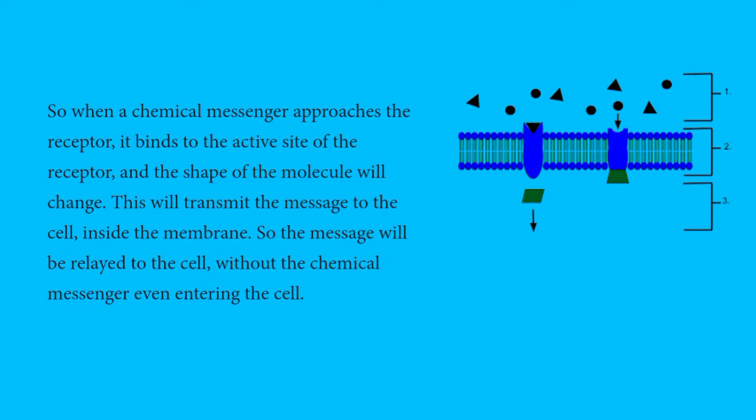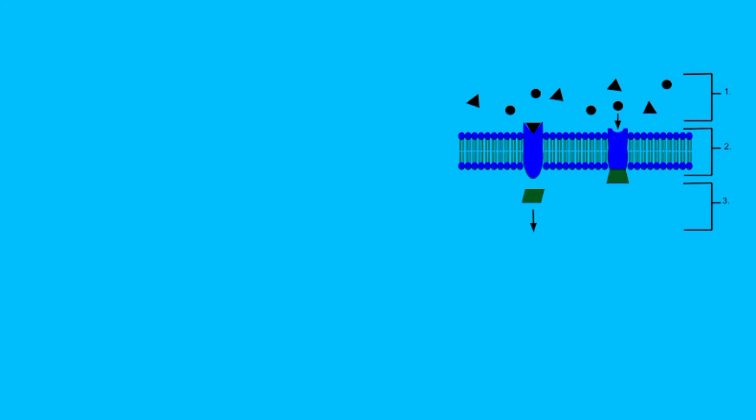So, when a chemical messenger approaches the receptor, it binds to the active site of the receptor and the shape of the molecule will change. This will transmit the message to the cell inside the membrane. So, the message will be relayed to the cell without the chemical messenger even entering the cell.